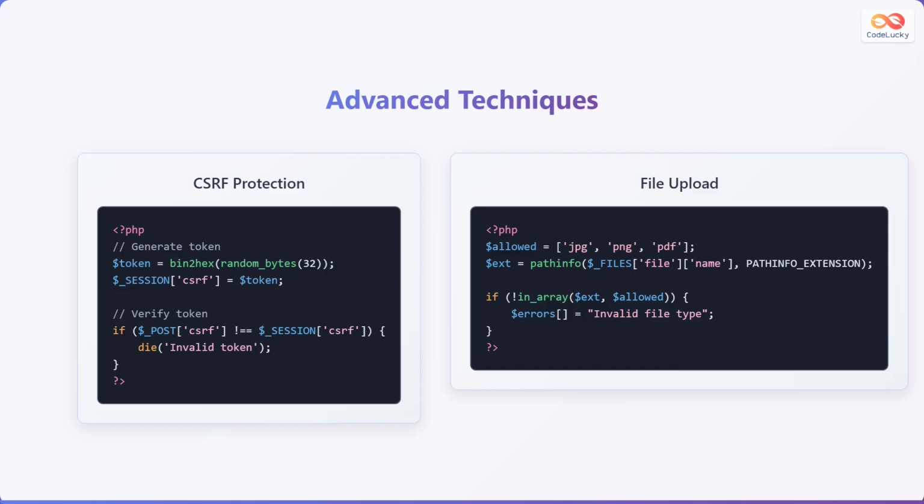Now let's cover file upload validation. Define an array of allowed file extensions. Then, extract the file extension from the uploaded file's name using pathinfo. If the file extension is not in the allowed array, add an error message to the errors array.